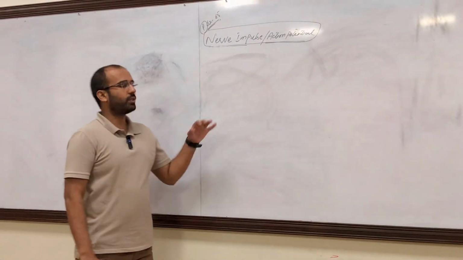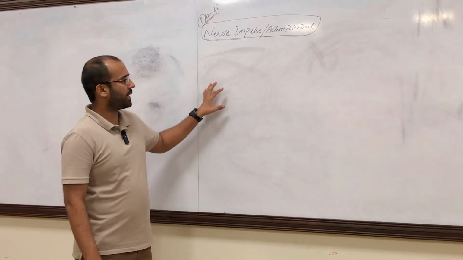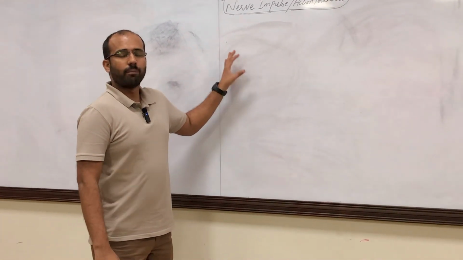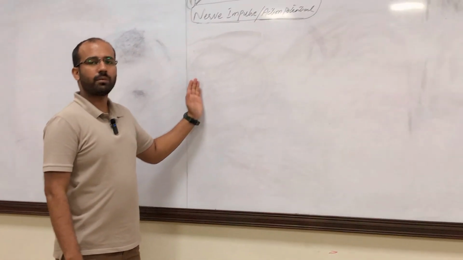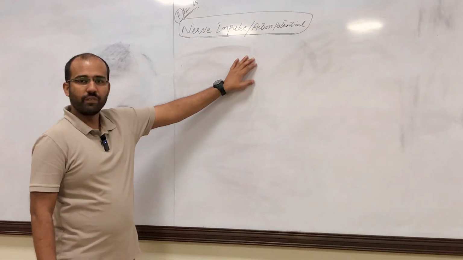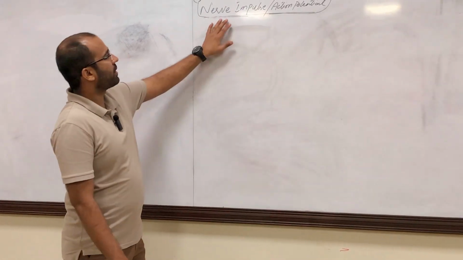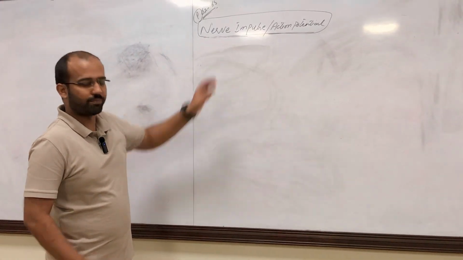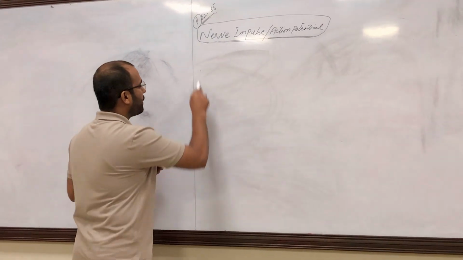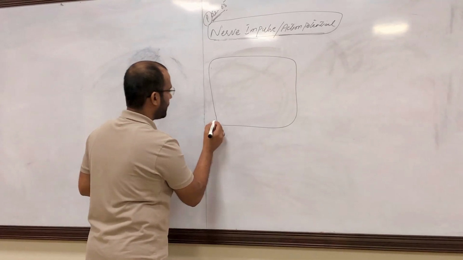First of all, we have discussed the resting membrane potential. We will take the review right now, but we will discuss how the resting membrane potential converts into the action potential and how this action potential is propagated, which is ultimately called nerve impulse. So let's take the review faster.